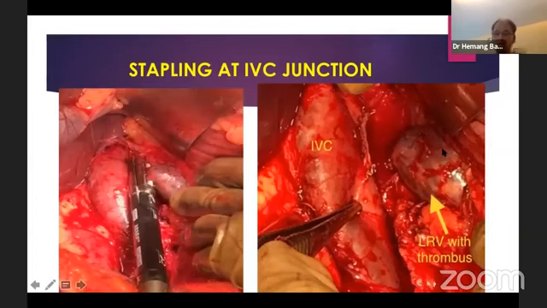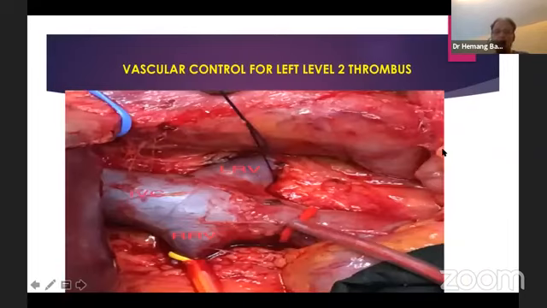So then you can go back to the nephrectomy, mobilize the left colon and deal with it. Now for a level 2 thrombus on the left side, you need to control, this is the inferior control with a rubber tourniquet on the right renal vein. This is the vena cava below the renal veins. The upper tourniquet is here, and this is the tumor thrombus in the left renal vein extending across.